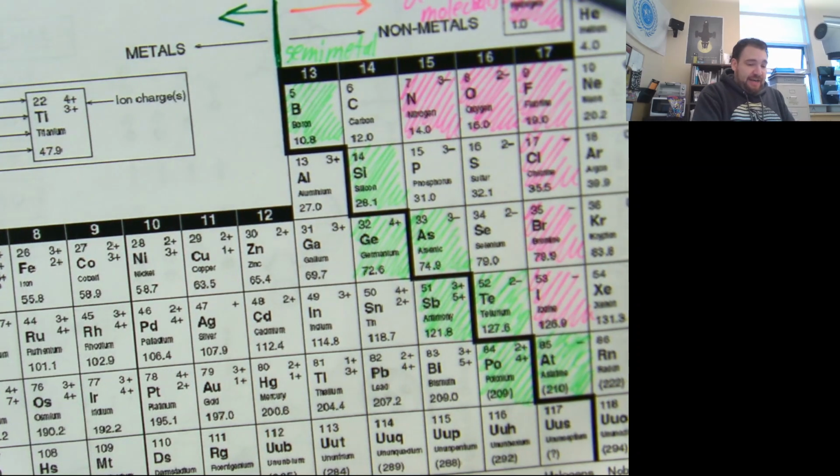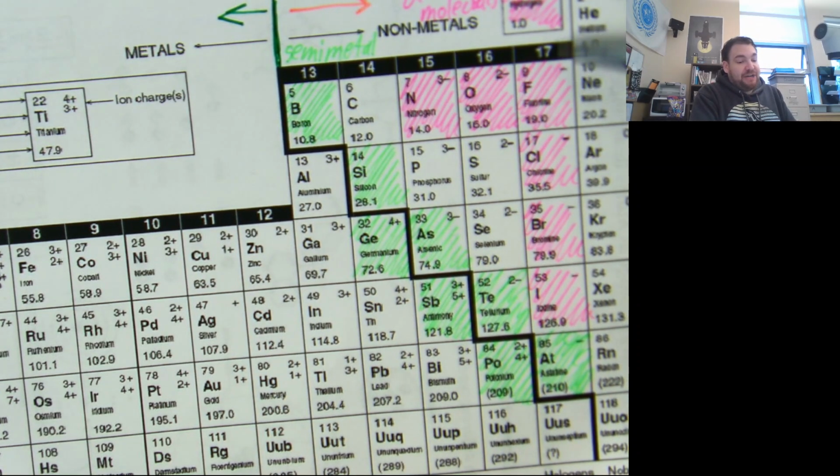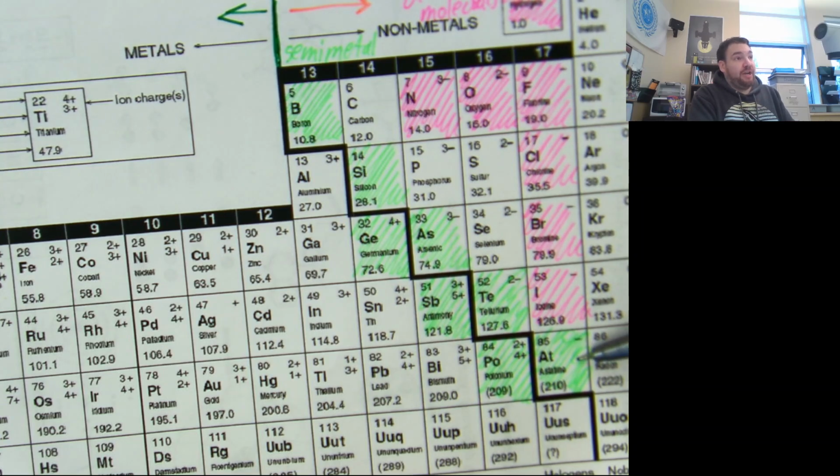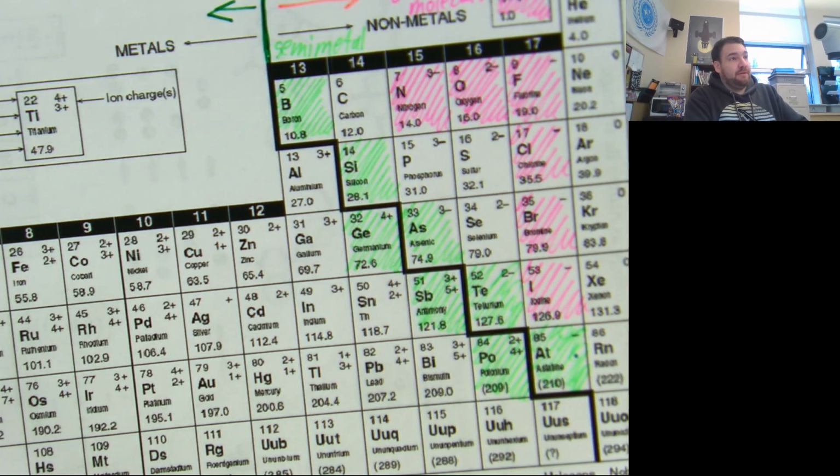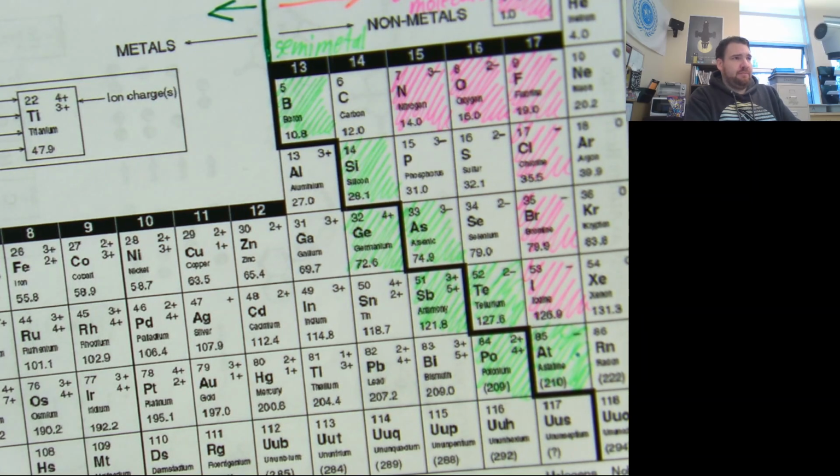An easy way to do it is to say, if hydrogen is bonding to any of these things, it's going to be ionic. If it's bonding to anything left of it, it'll be covalent. That is the easy way to talk about hydrogen.